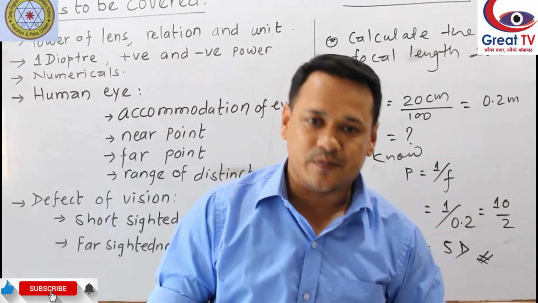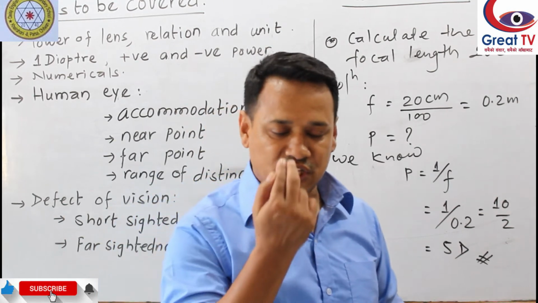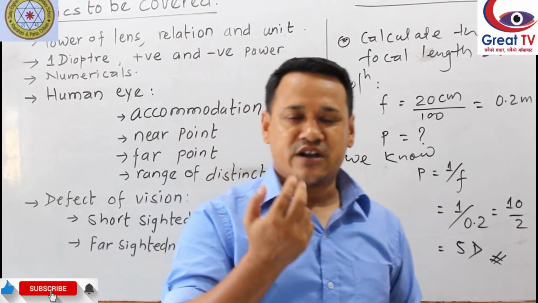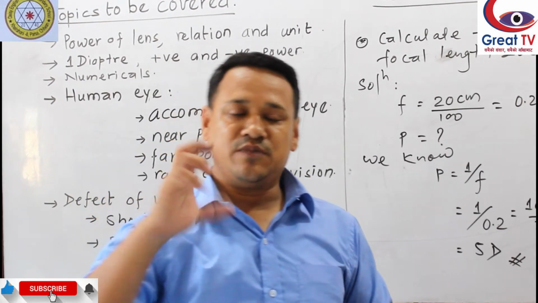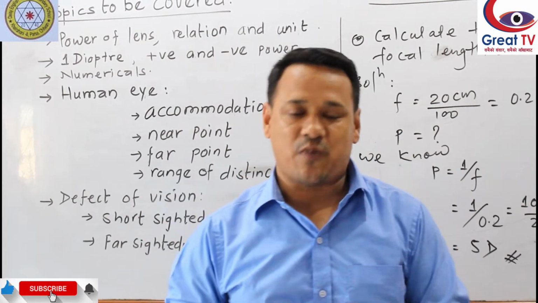To see any object, light rays from the object enter into the eye, first through the cornea, then the pupil, then the eye lens, and through the eye lens the image is formed at the retina. But at the retina, a small and inverted image is formed.